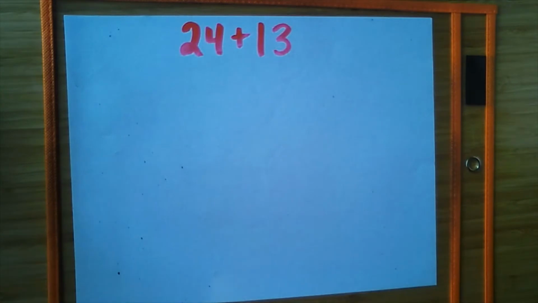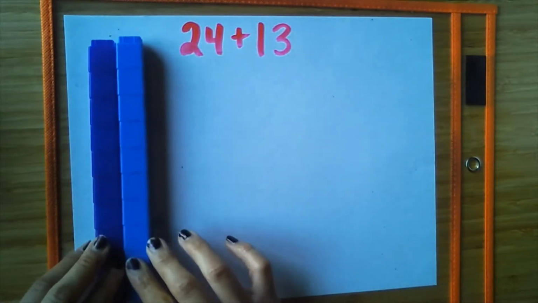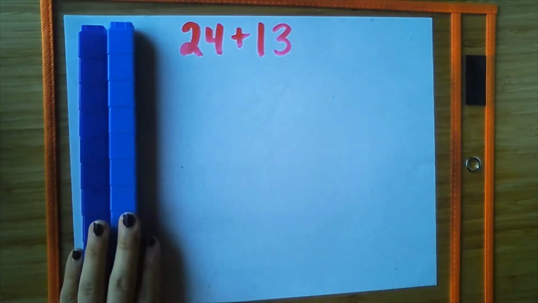All right, my friends, welcome to the teacher model. Today we have a number expression. Go ahead and take a look at it. Our number expression reads 24 plus 13. Now, first, we're going to show 24 with our cubes. So let's go ahead and do that. We're showing 24 with our cubes.